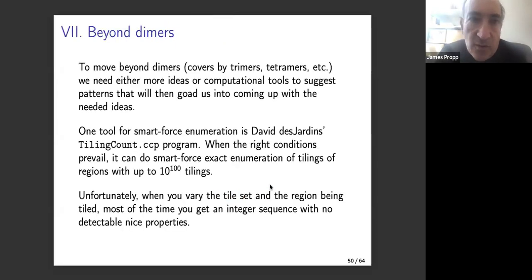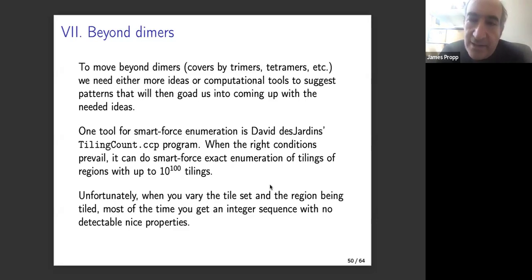So now I want to talk about very recent work. So to move beyond dimers, covers by trimers, tetramers, etc. So you've got a graph, you might want to have triples of vertices where A is joined to B and B is joined to C in some fashion. You want to cover the graph with those, something like that. We're going to either need more ideas or find computational tools that suggest patterns that will then goad us into coming up with the new ideas, because the patterns we find will be so intriguing, we just have to work harder and think harder to find the ideas we need.